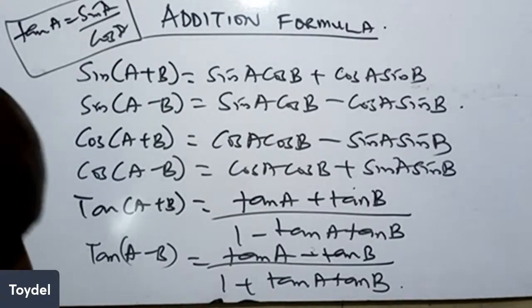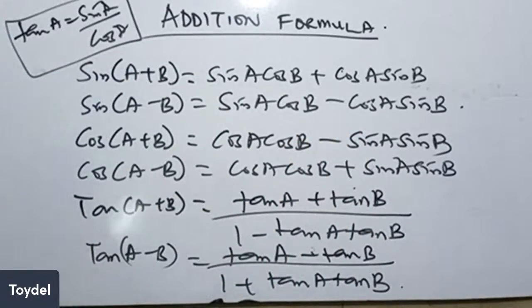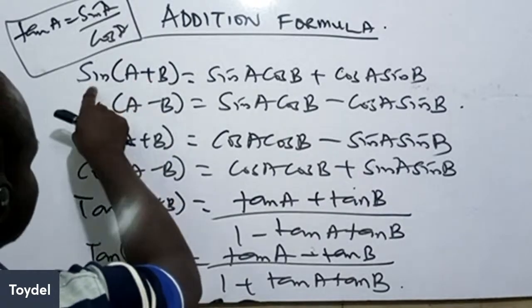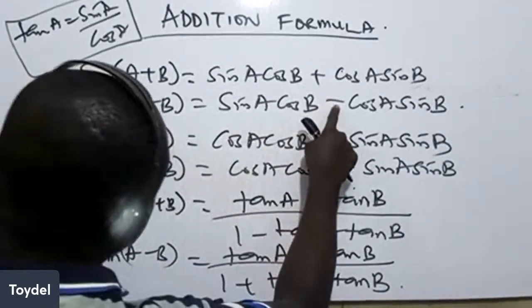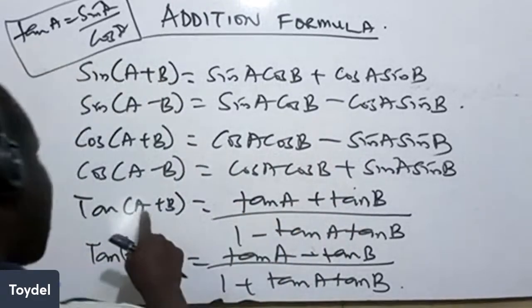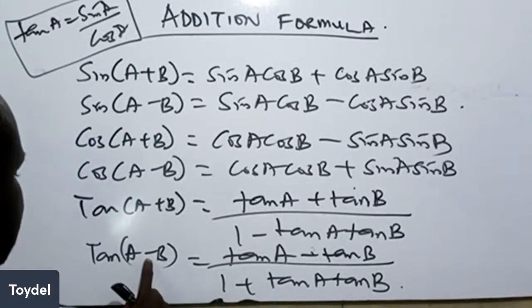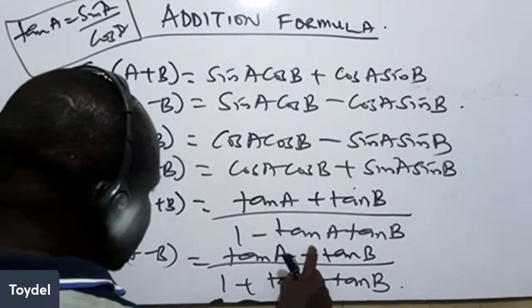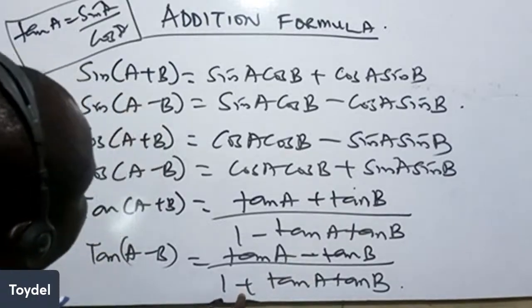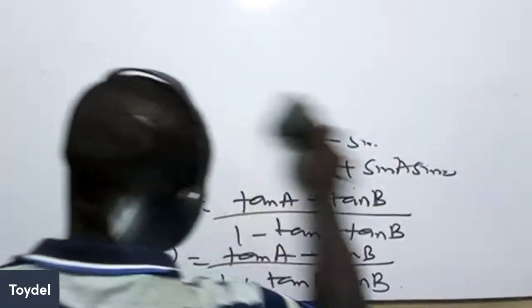These are the formulas as we have them on the board. We are going to use the knowledge of these formulas now. I'm going to use examples to explain these formulas very well. Under sine, addition is addition, subtraction is subtraction. Under cos, addition is subtraction, subtraction is addition. Then under tan, addition, the numerator will be addition, then the denominator will be subtraction. Under tan A minus B, we have subtraction at the numerator, while the denominator has addition sign.